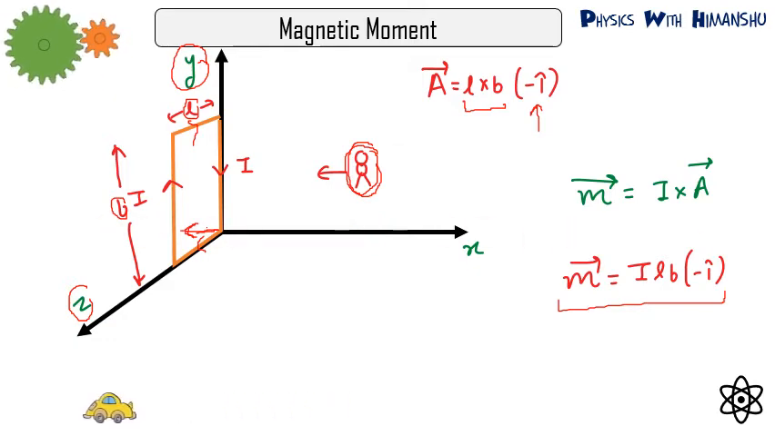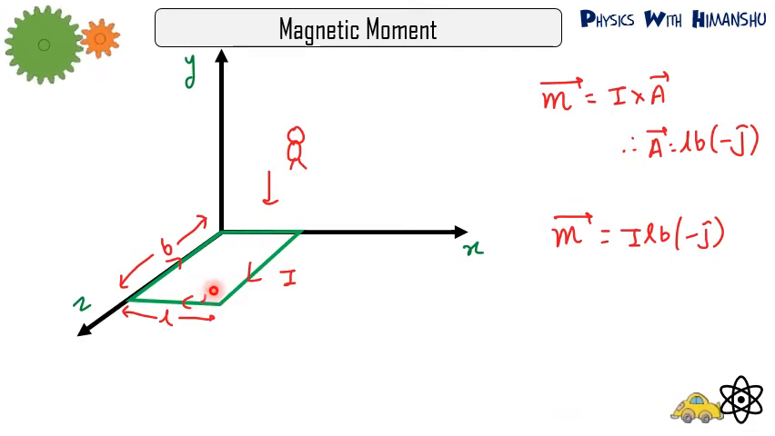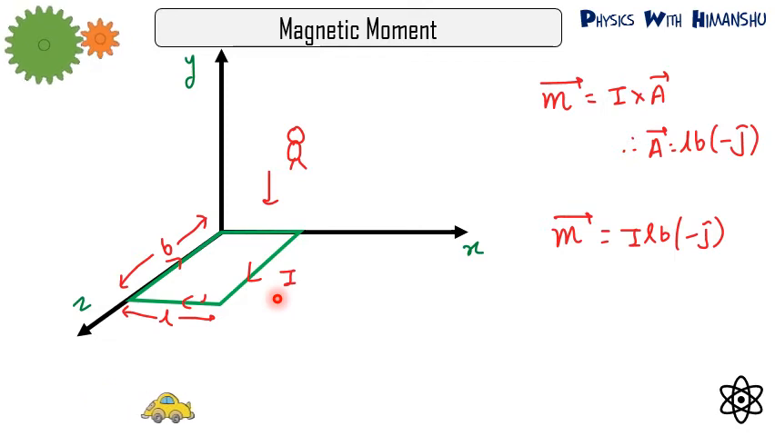Let's take one more example. Suppose this is an area of length L, breadth B, and the current is in this direction. For this person standing here, the current will again be clockwise. So the area vector will be inwards. Inwards means we will take minus j cap, because upwards is j cap and inwards is minus j cap, and magnetic moment will be current into area. So the current is I, the area is L into B minus j cap. So this is how you have to calculate magnetic moment when areas are placed in different planes as shown in the figure.